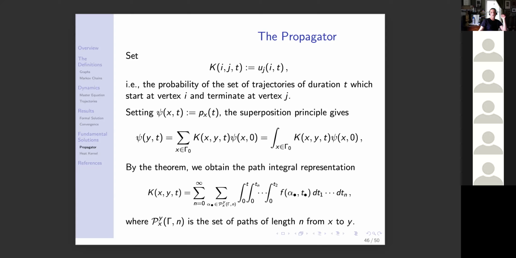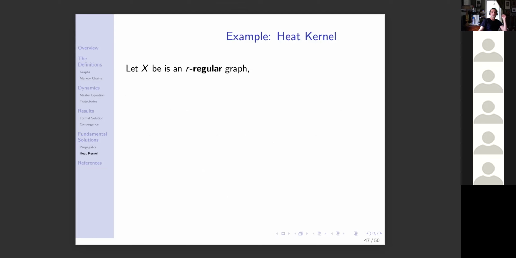The only thing new here is that you're summing over all paths of length n from x to y, rather than paths which just terminate at y. And that's because we started off looking at fundamental solutions. Okay, so that's that. And then one more thing, here's an example, the heat kernel.